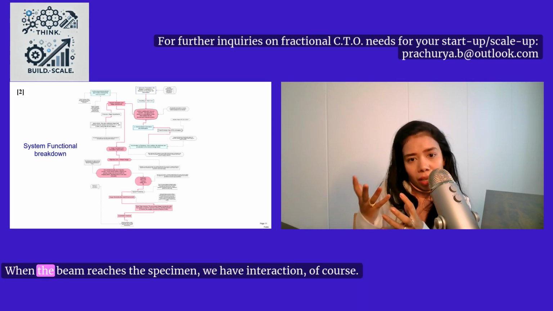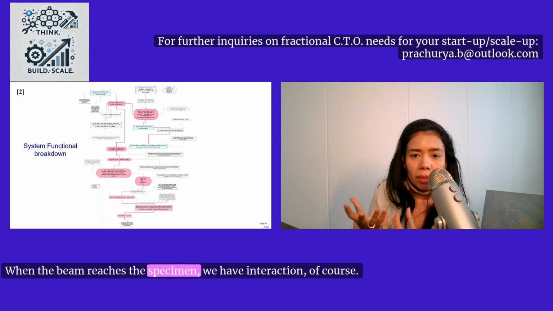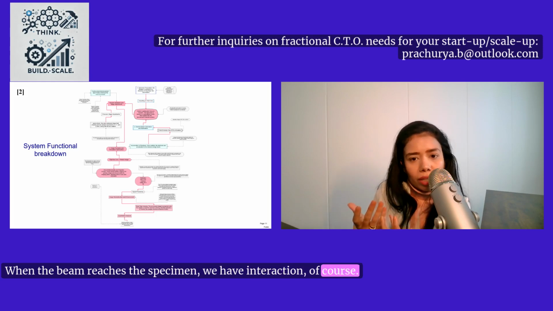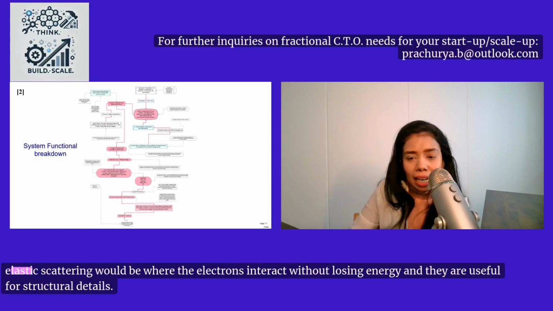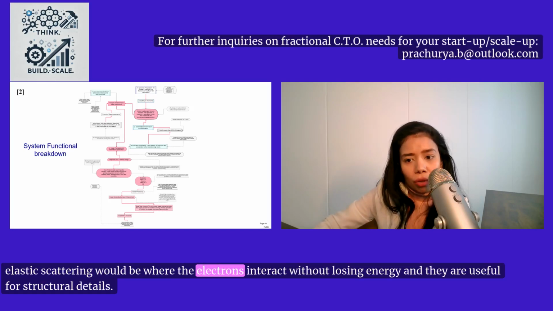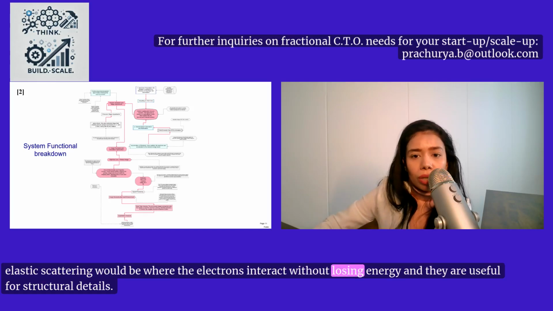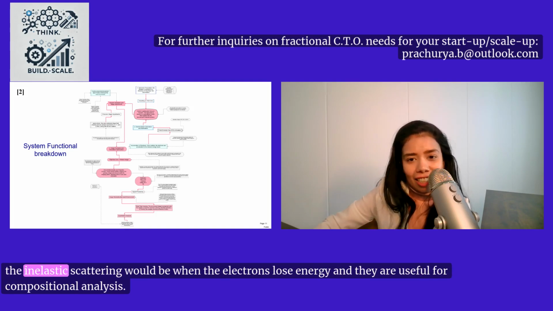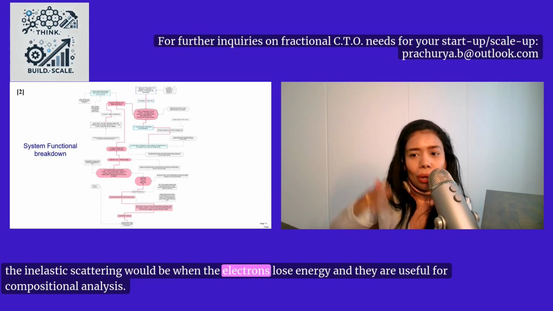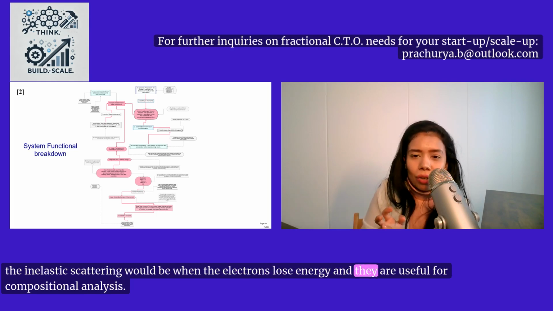When the beam reaches this specimen, we have interaction, of course. This interaction could be elastic and inelastic scattering. Elastic scattering would be where the electrons interact without losing energy, and they are useful for structural details, while the inelastic scattering would be when the electrons lose energy, and they are useful for compositional analysis.